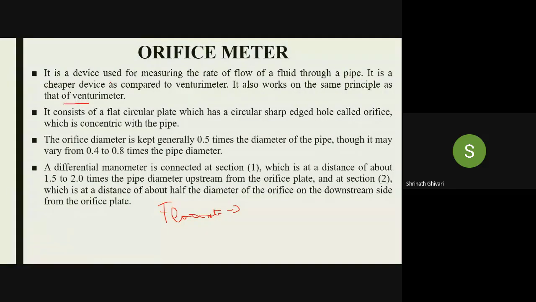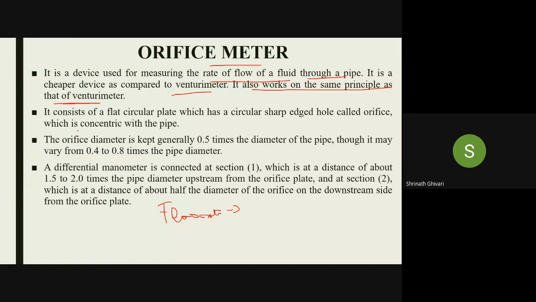Orifice meter is used to measure the rate of flow of a fluid which is flowing through a pipe. It has the same definition as that of the Venturi meter. The Venturi meter is also used to measure the rate of flow or discharge, and we also use the Orifice meter to measure the rate of flow. It is a cheaper device as compared to the Venturi meter because its construction is very simple. It also works on the same principle as the Venturi meter. So these Orifice meter, Venturi meter, and Pitot tube are used to measure the flow rate of the fluid flowing through the pipe.